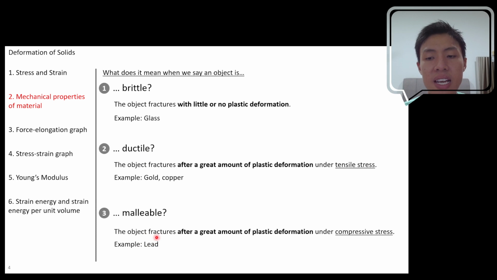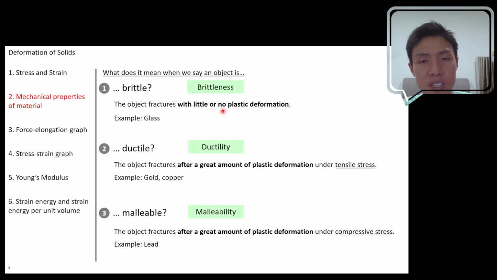Whereas lead is a malleable kind of material, because if you press on it hard, it will compress even more, until a very strong level of compression, and only then does it start to break. So you call this kind of material a malleable material. So these are a few terms, and this is what they actually mean.